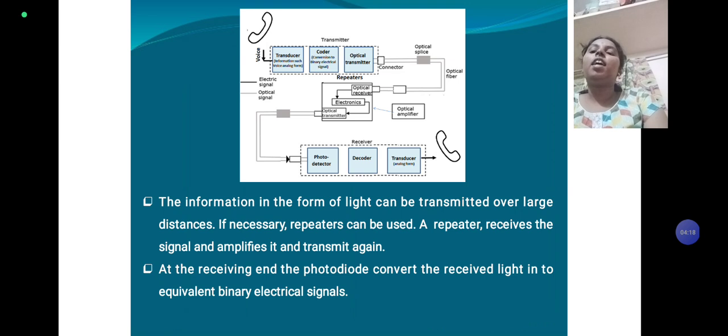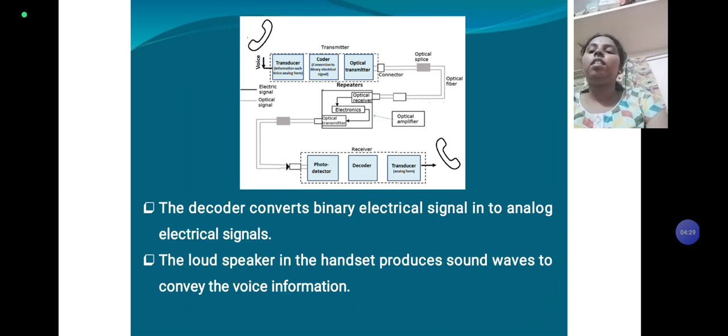At the receiving end, the photodiode converts the received light into the equivalent binary electrical signals. The decoder converts the binary electrical signal into analog electrical signal. The loudspeaker in the handset produces sound waves to convey the voice information. Here is a picture which depicts how all the optical cables are distributed for different circuits.